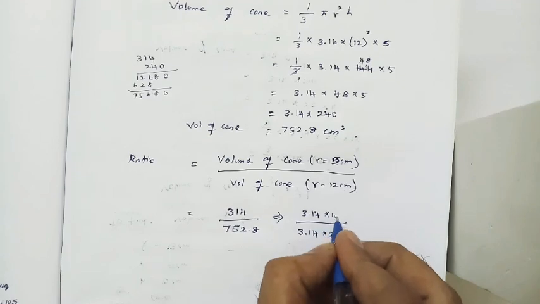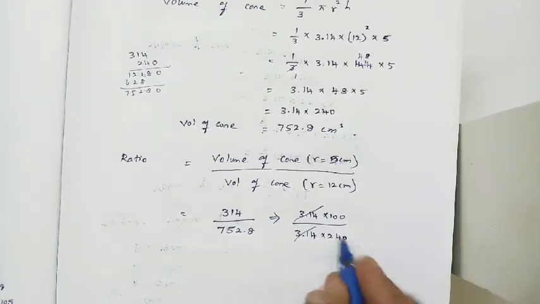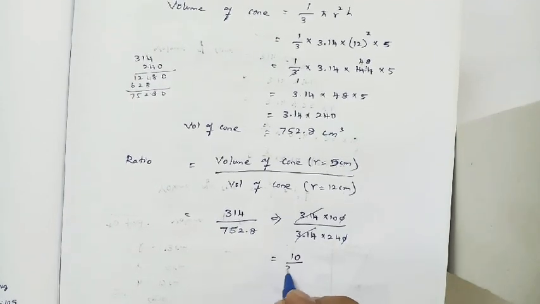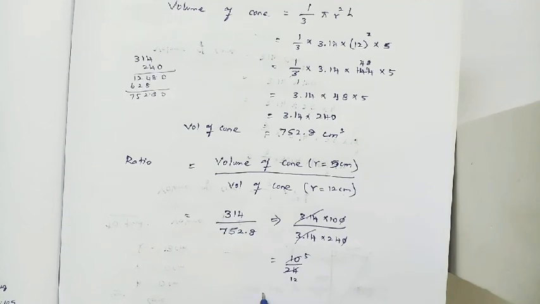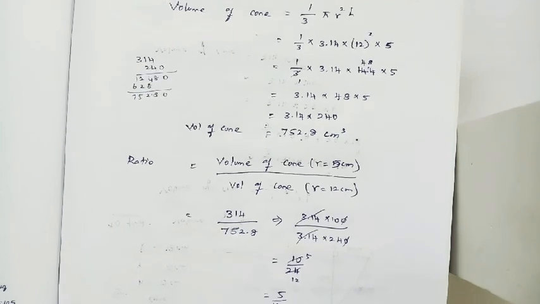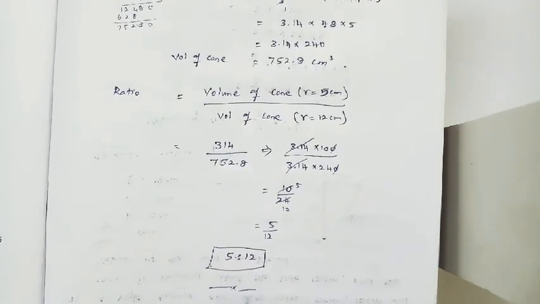3.14 into 100. Simplify, 3.14 cancels. Next, 0 will get cancelled. Remaining is 10 divided by 24. Still we can simplify, 5 times 12 times. So 5 by 12. Therefore the ratio of the two volumes is 5 is to 12. Understood? Next is sum number 9.